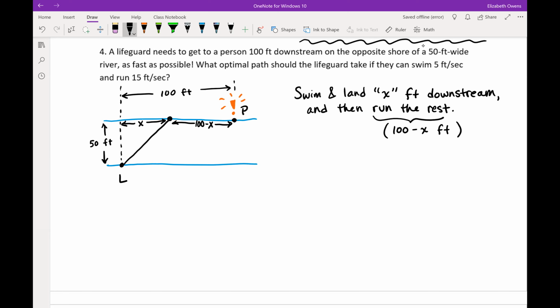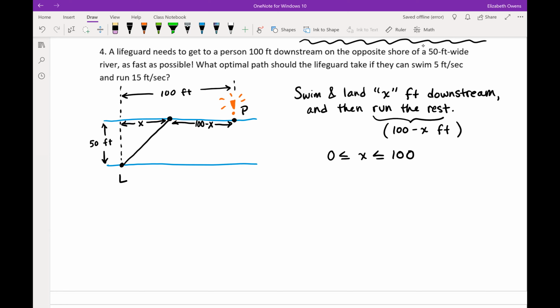We might also note that there are some boundaries on X, some values that X should lie between, and that would be between 0 and 100 feet. The lifeguard probably would not have any advantage in swimming past the person and then running backwards. That would just add extra time to the path. So we don't want them to swim more than 100 feet downstream. We also don't want them to swim in the negative direction back upstream, because that would not be very practical either.